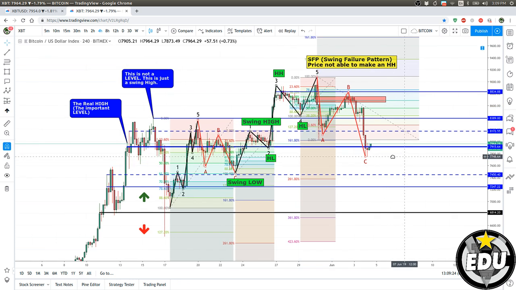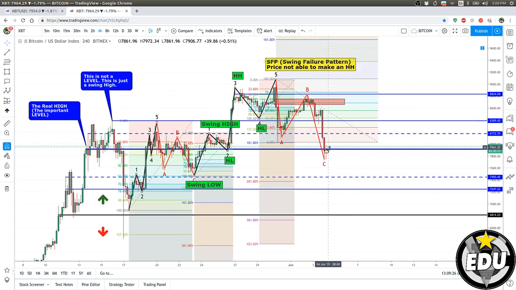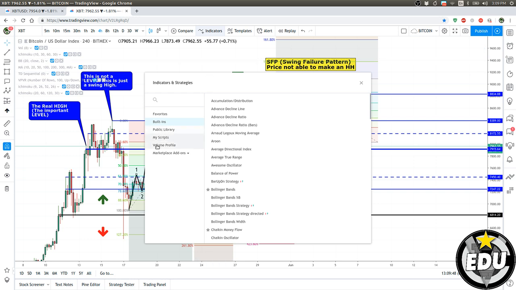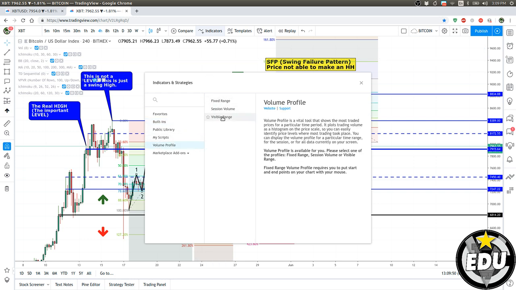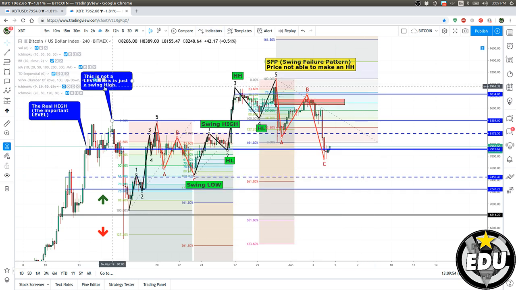Why is that an important level to watch? Why that one? First of all, it's an important level. All those other things up and down are all false breakouts. This is the most important level, also because it's the POC of the VPVR indicator. If you guys have a premium TradingView, you can take this indicator from indicators, volume profile, visible range. Okay, this will tell you.